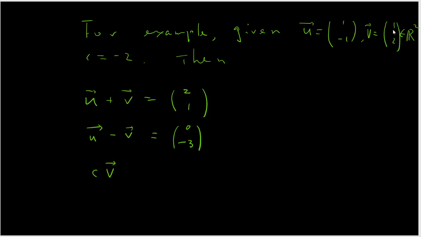C is a number, a scalar. V is a vector in R2. So the answer is going to be a vector with two components. All we need is to multiply the two components by the scalar c. C is -2 in this case, so the two components are -2, -4.